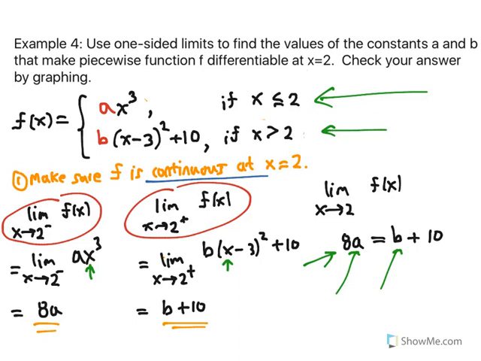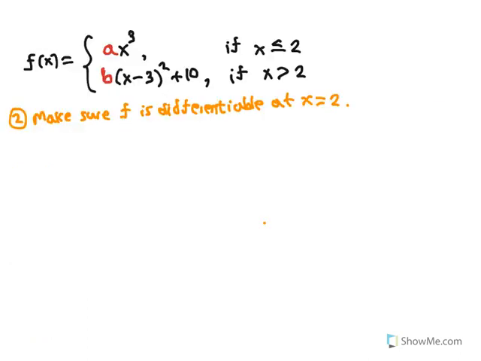Again, continuity is a necessary condition for differentiability at a point, but it is not sufficient. You've got to consider whether the pieces connect, but you also have to consider whether the pieces connect smoothly at x is equal to 2. So how do we make sure that the two pieces connect smoothly at x is equal to 2? Here's what we're going to do. We've got to make sure that the function f is differentiable at x is equal to 2.